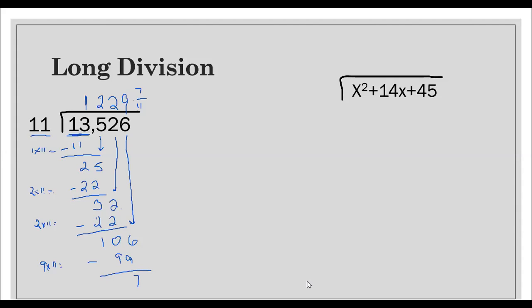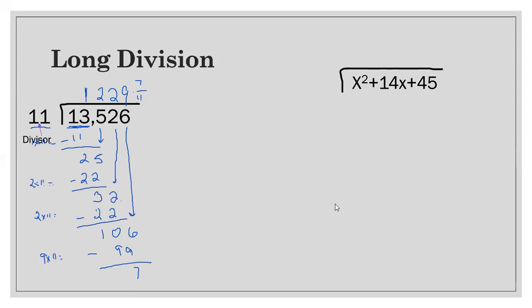This should be completely review, but it helps us when we think about the long division. And just some terminology. This 11 is our divisor. So what we're dividing by is our divisor. What we're dividing is our dividend. Our answer is our quotient. And we have our remainder divided by our divisor is the way we write that.